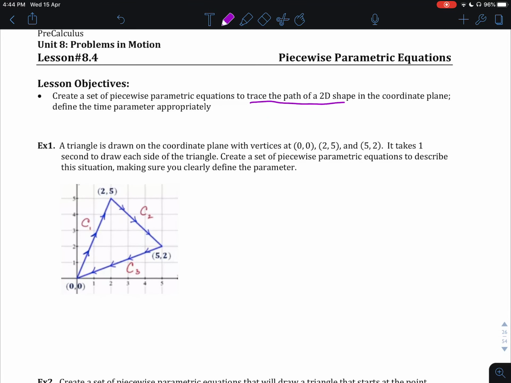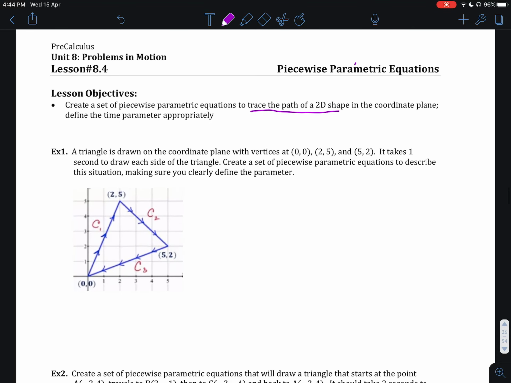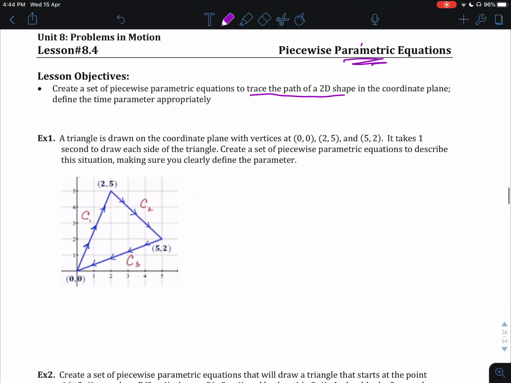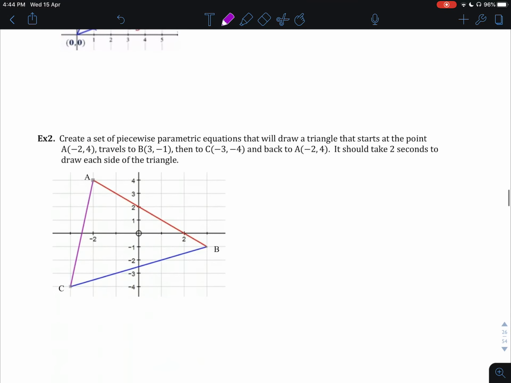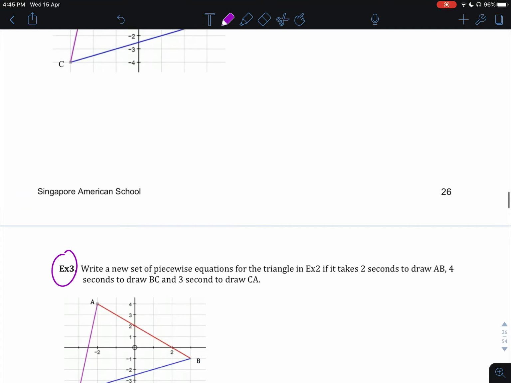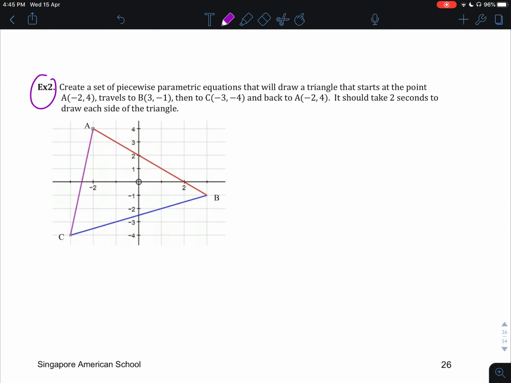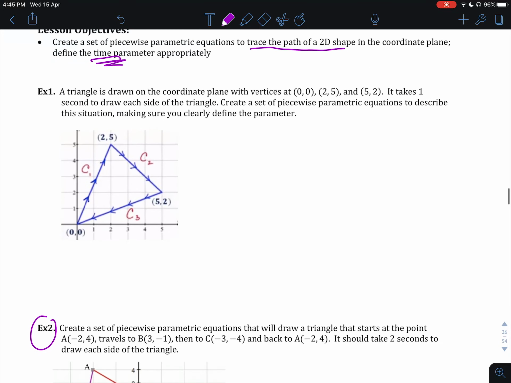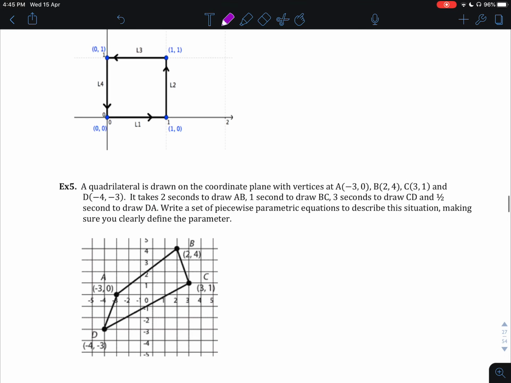We're going to be using the parameter of time. Essentially, that's going to allow us to look not only at the rate at which it's being traced, but also at what point we're at at different points of time. So I'm going to focus on example 2 and example 3, and those two will be enough for me to highlight all the key conceptual points that you need to understand, and then your assignment will be to complete the remaining examples.